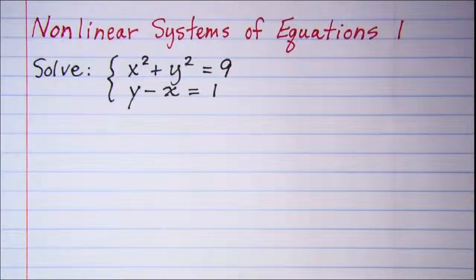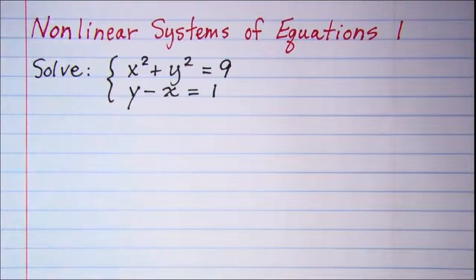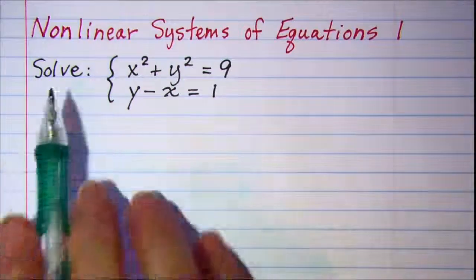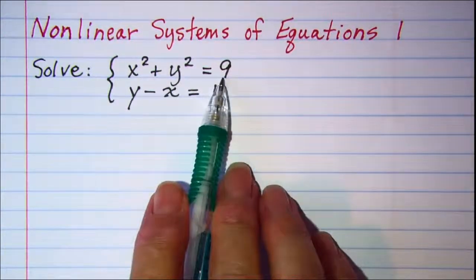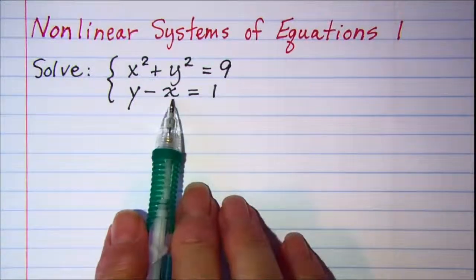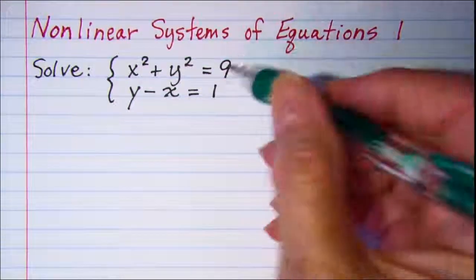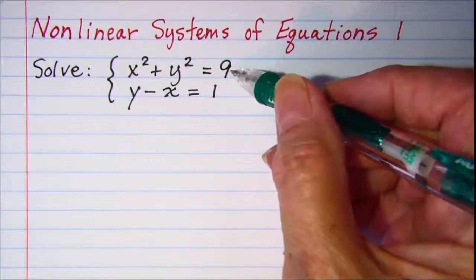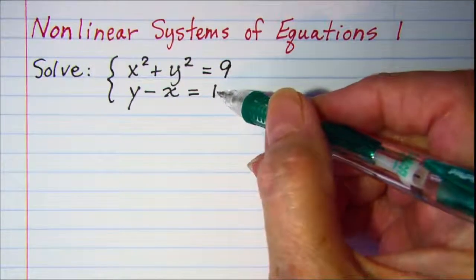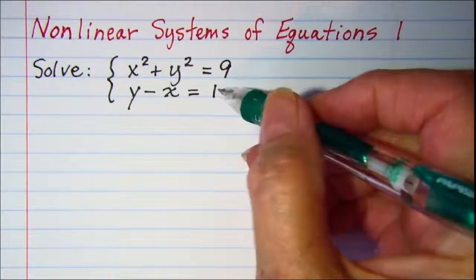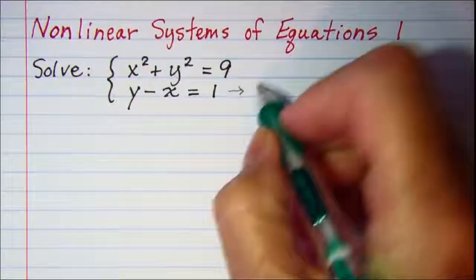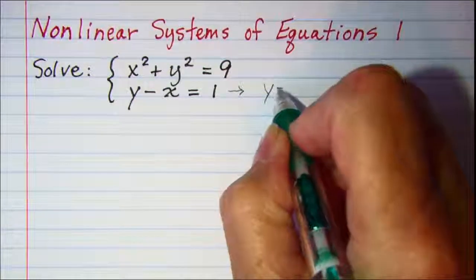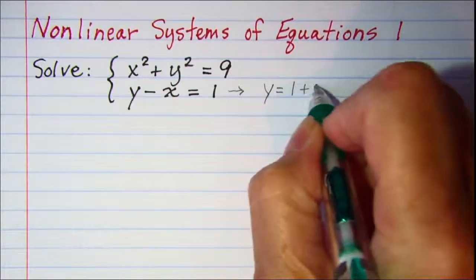In this video, we'll be solving a nonlinear system of equations. We're asked to solve the system x squared plus y squared equals 9 and y minus x equals 1. Now this is an equation of a circle, and this is an equation of a line. We're going to need substitution, so let's write this equation as y equals 1 plus x.